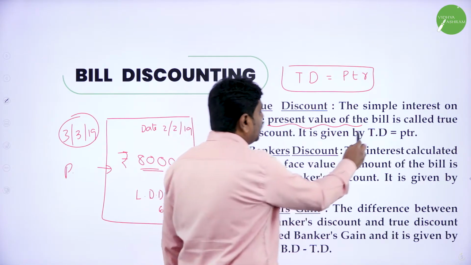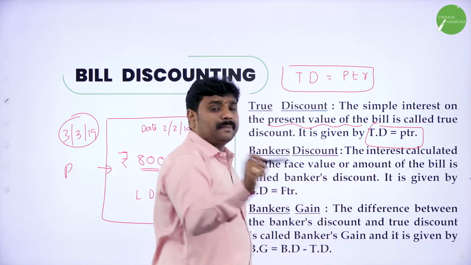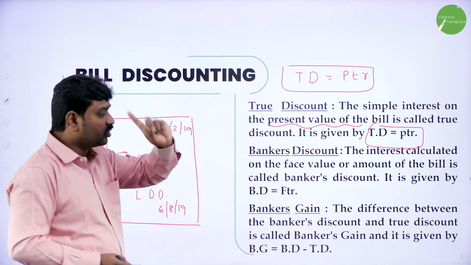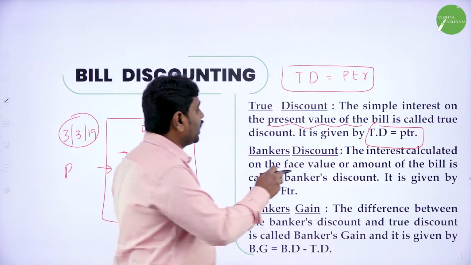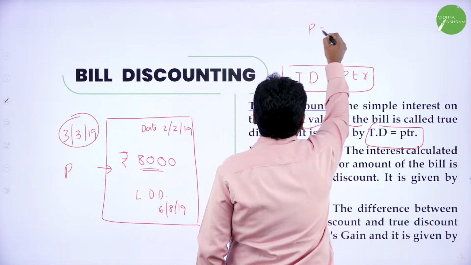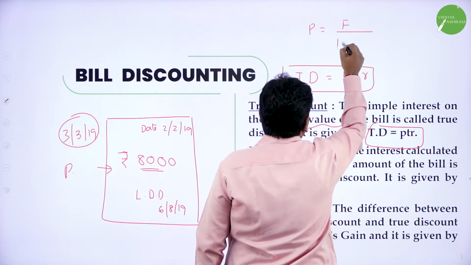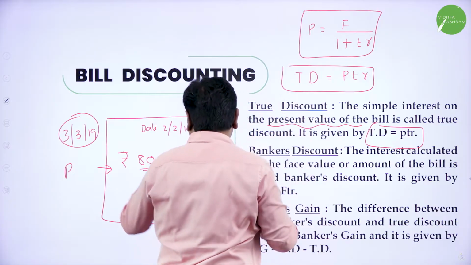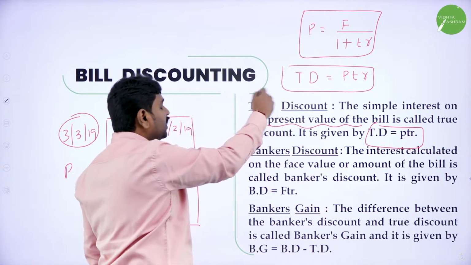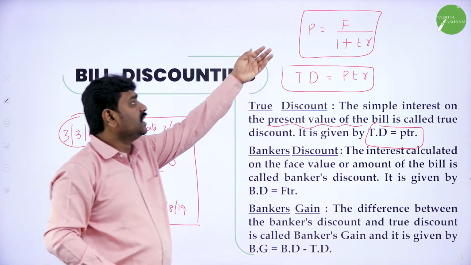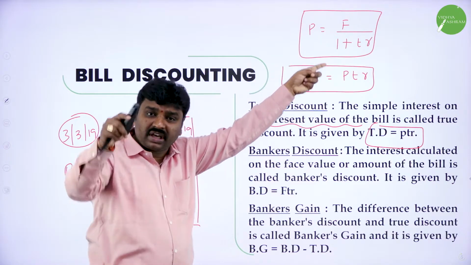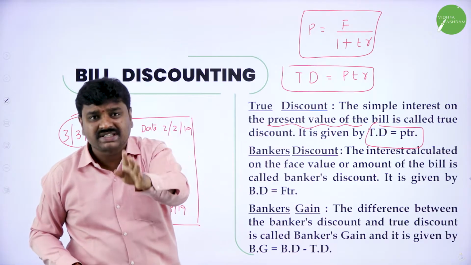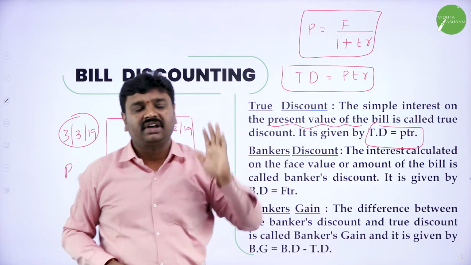What is true discount formula? PTR. What is P? Present value of the bill. See, on the bill whatever they have written, that is face value. First you should calculate present value. And how to calculate present value of the bill? Present value is less than face value. Face value by 1 plus TR. If you use this formula, you will get present value. Means 8,000 divided by 1 plus time period into rate of interest. If you calculate, you will get present value. For that present value, again if you calculate simple interest, that is true discount. True discount is the simple interest calculated on the present value.